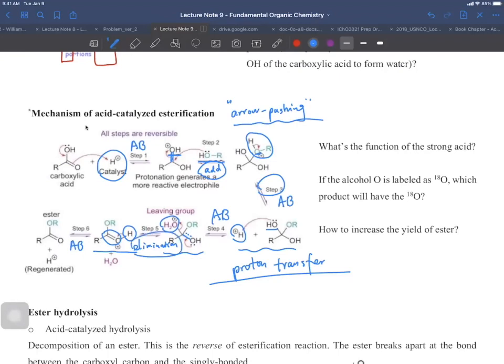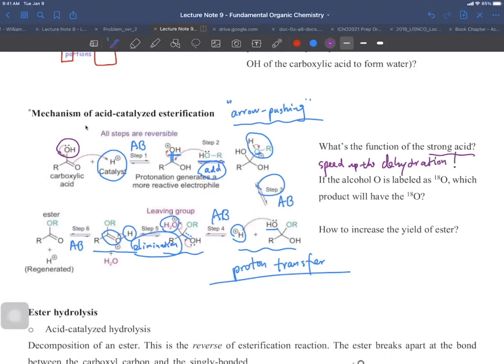So what is the function of the acid here? I think in general, we can say the H plus is helping the dehydration process. Because the dehydration is from this OH, we need to change this OH into water. So this is why we need to have an H plus here to convert this OH into a water molecule. So the strong acid is to speed up dehydration.